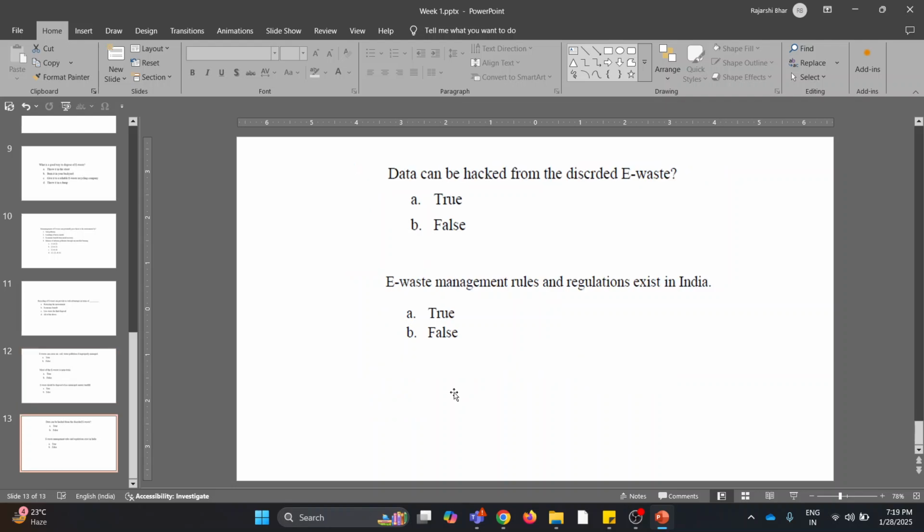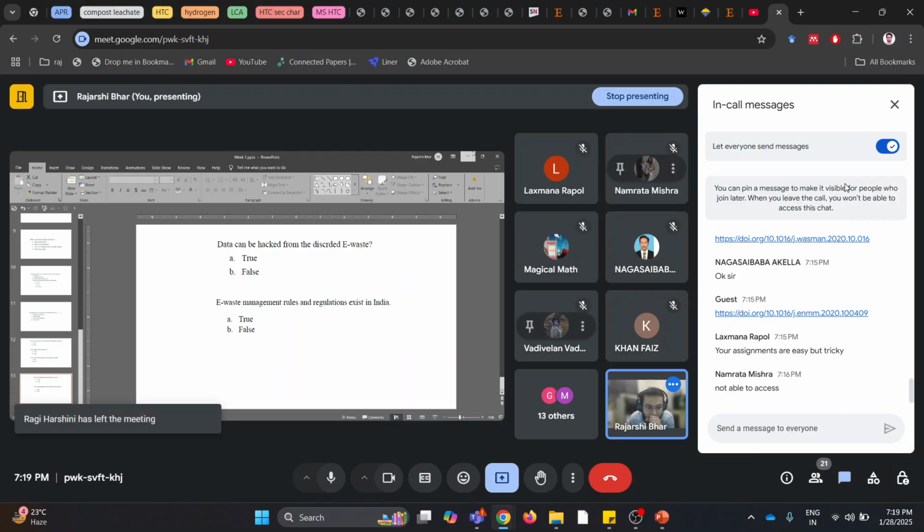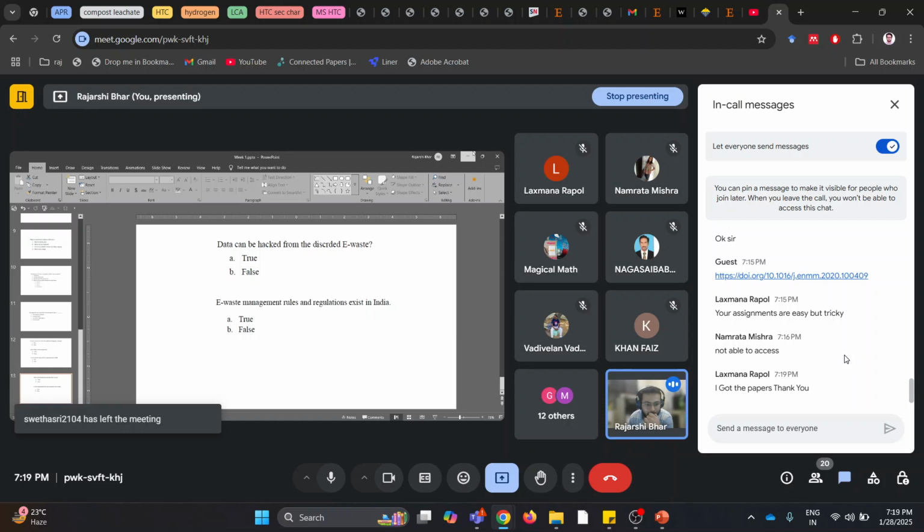Then, data can be hacked from discarded e-waste. Of course, this is true. You discard your mobile phone, it gets a chance to get hacked. E-waste management rules and regulations exist in India. Yes, that is true. So these were the questions that I wanted to share today. I wanted to know whether on Google Forums we can upload the assignments or not. So if I am able to do so from my side, or if I got the papers, thank you.